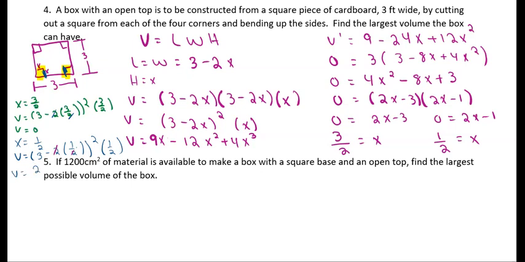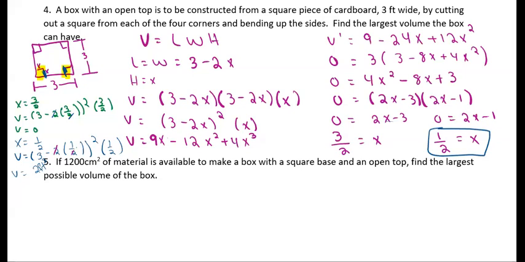So it looks like in the case that we are presented, the context of our questions, when x is 1/2, we are going to get our greatest volume, and that greatest volume will be 2. It would be feet cubed as our unit. Let's look at another one.